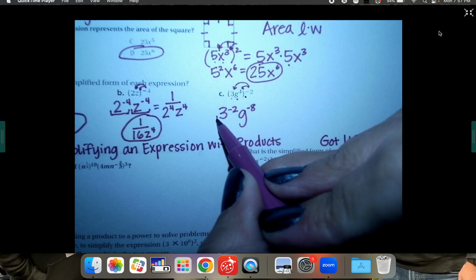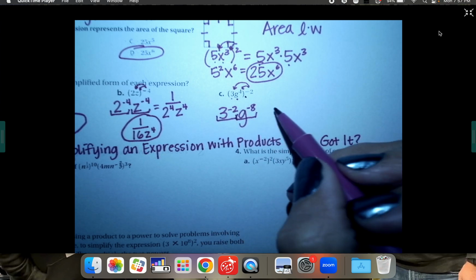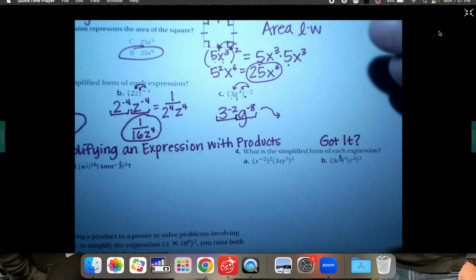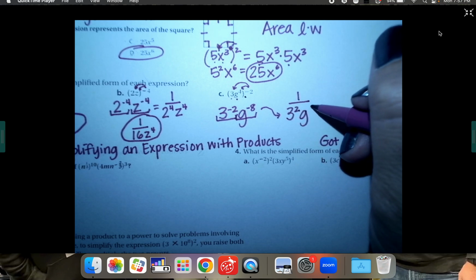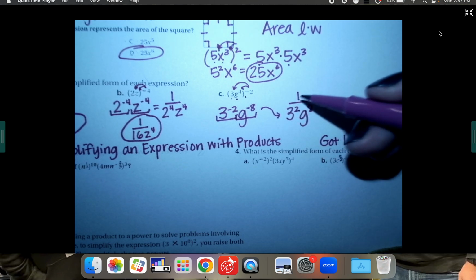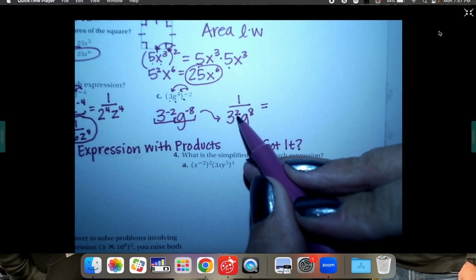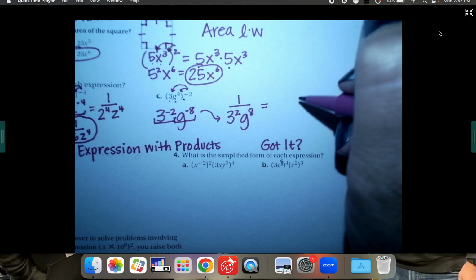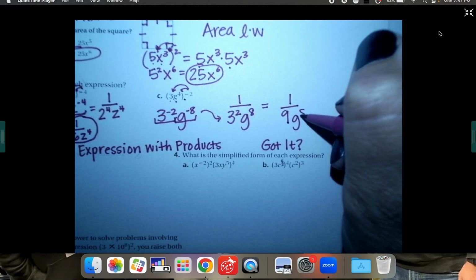However, you can't have negative exponents. So both of these terms are going to flip to the bottom under a 1 and become positive. So now it's 3 to the +2, g to the +8 on the bottom under a 1. And the last thing is, you can tell me what 3 squared is. 3 times 3 is 9. So the final answer is 1 over 9 g to the 8th.